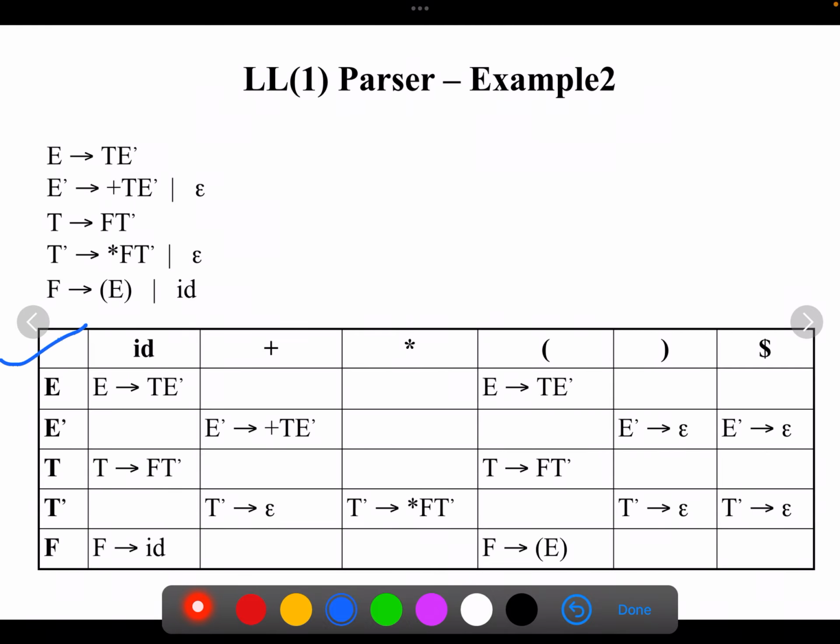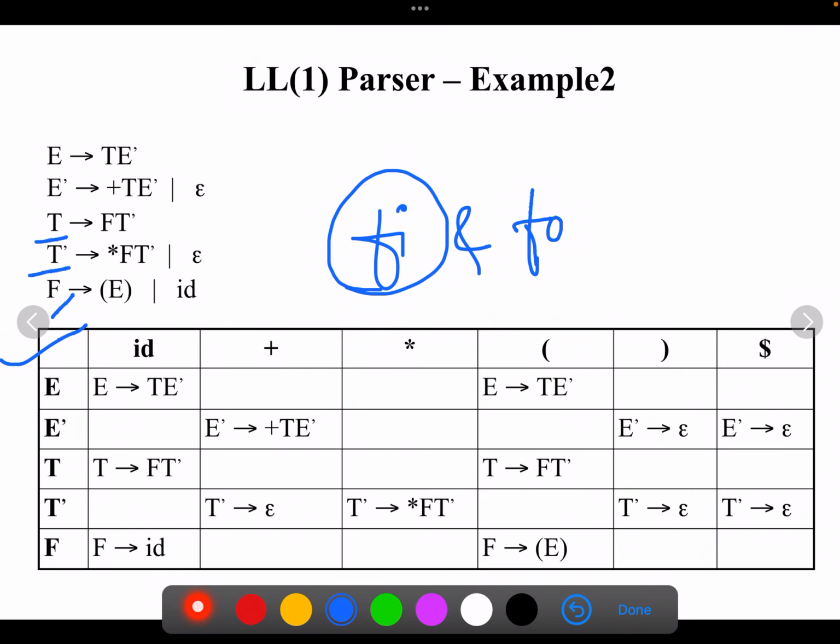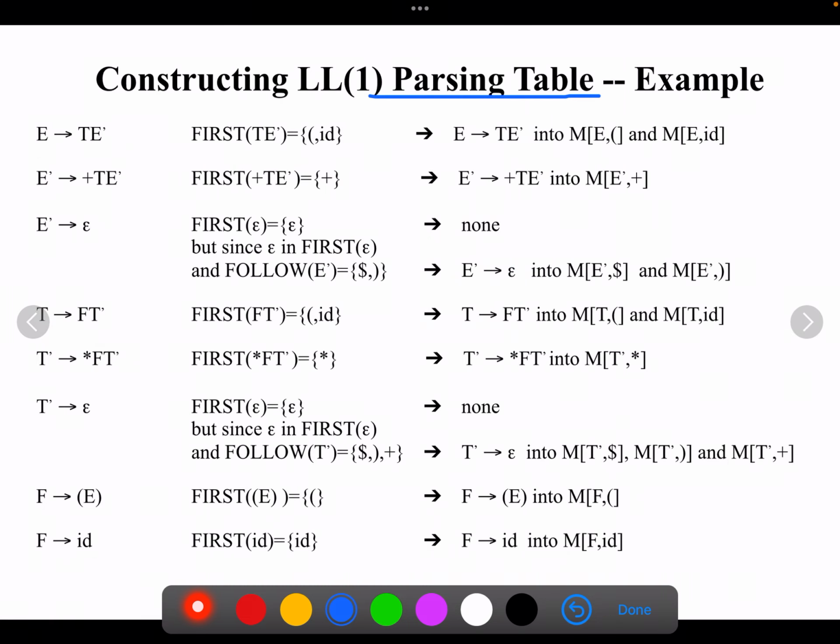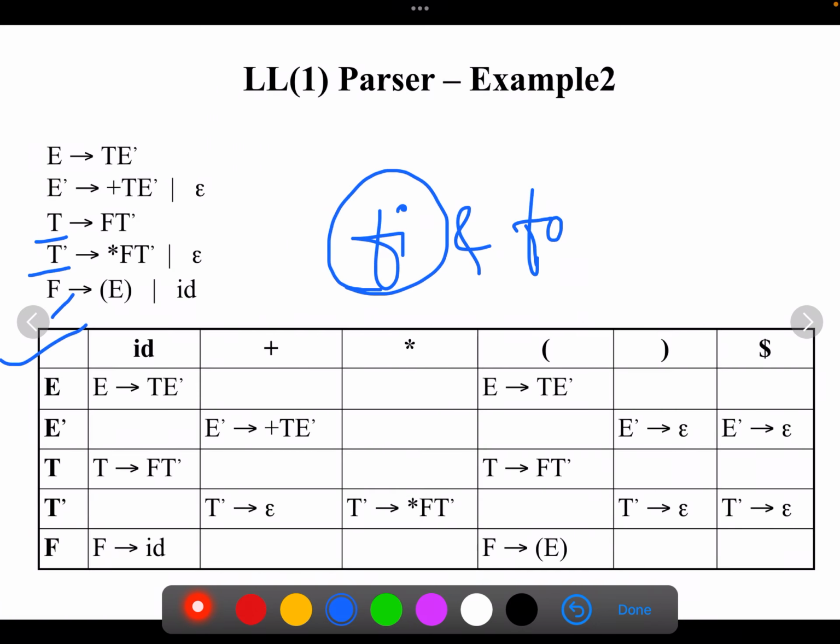So how did we obtain this? From the first set and follow set elements. Initially the first sets to be included are first of E, first of E dash, first of T, first of T dash, first of F, all to be included here first. So let us take that. First of F is ID, already we have done. Look at this. So first of ID should include that production.